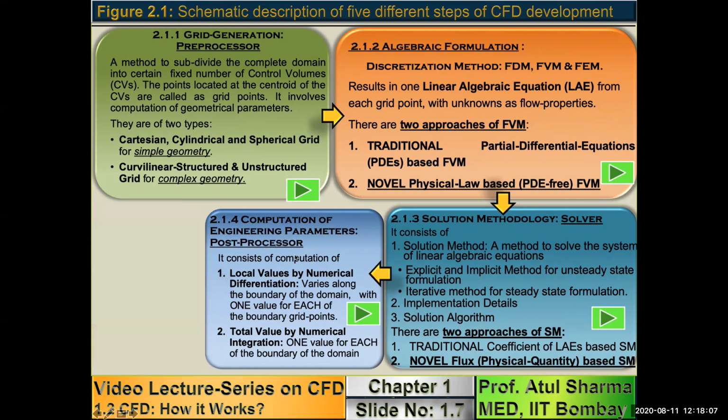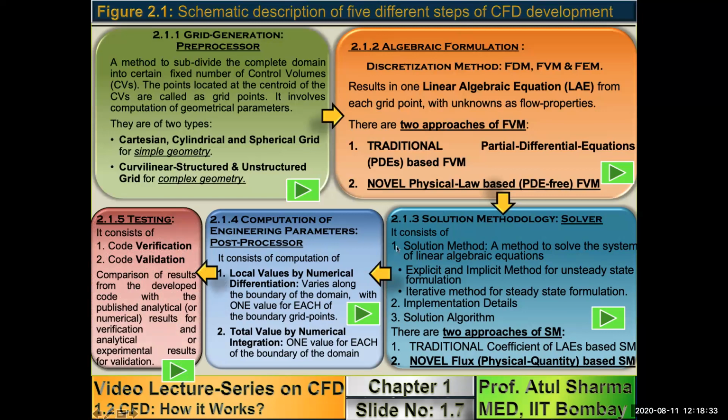For the engineering parameter, you have a separate step where you do numerical differentiation and numerical integration. Like in conduction, first you calculate heat fluxes at the boundary grid points, and then finally calculate the total rate of heat transfer by numerical integration. Similarly, in the fluid mechanics problem, I had shown you that you can calculate wall shear stress and finally the total shear force.